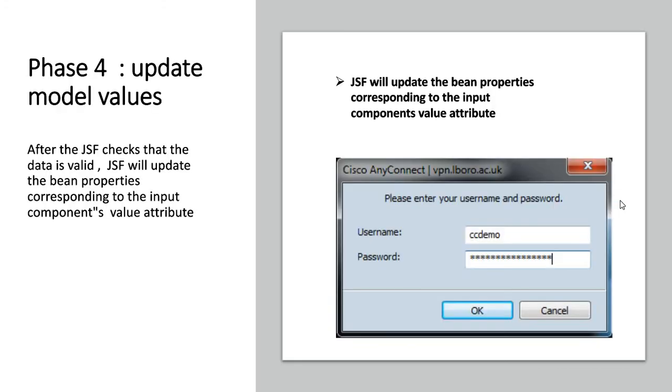After that, the fourth phase, update model values. After JSF checks that the data is valid, JSF will update the bean properties corresponding to the input components' value attributes. So it updates those values in a bean property. That's all about phase 4.